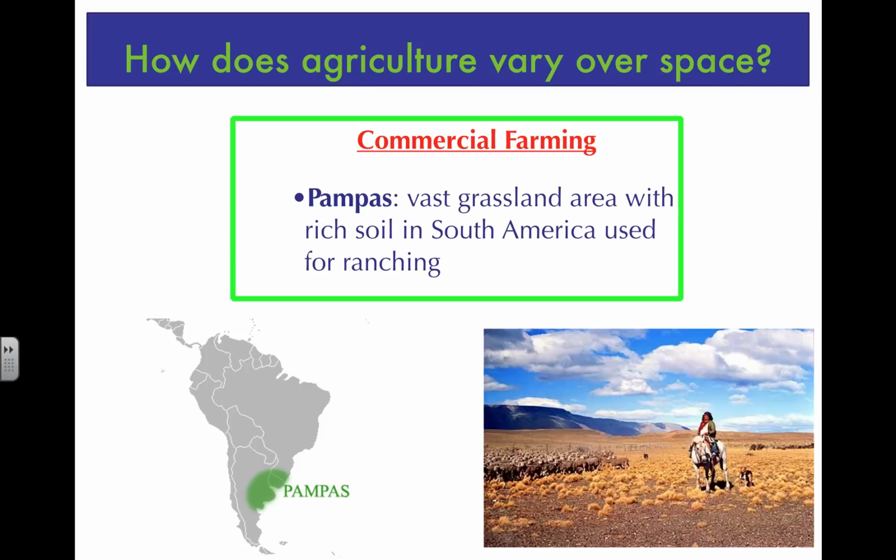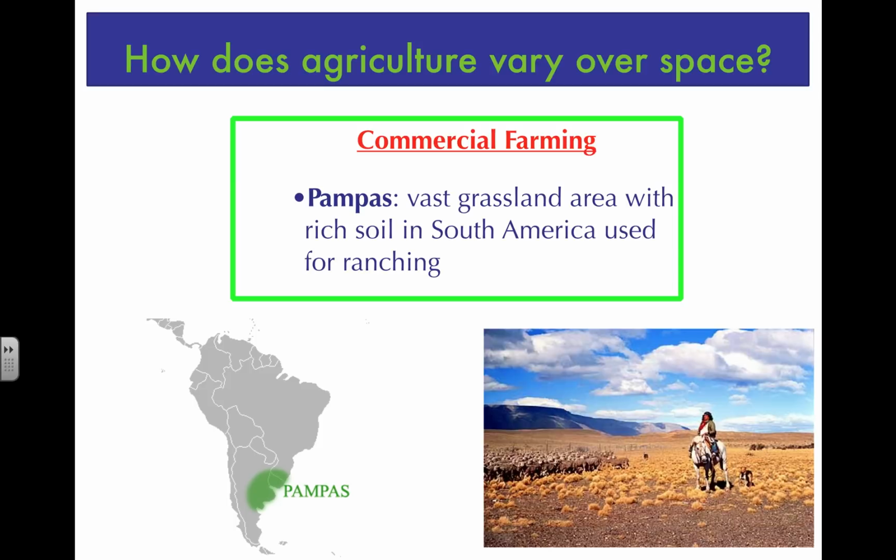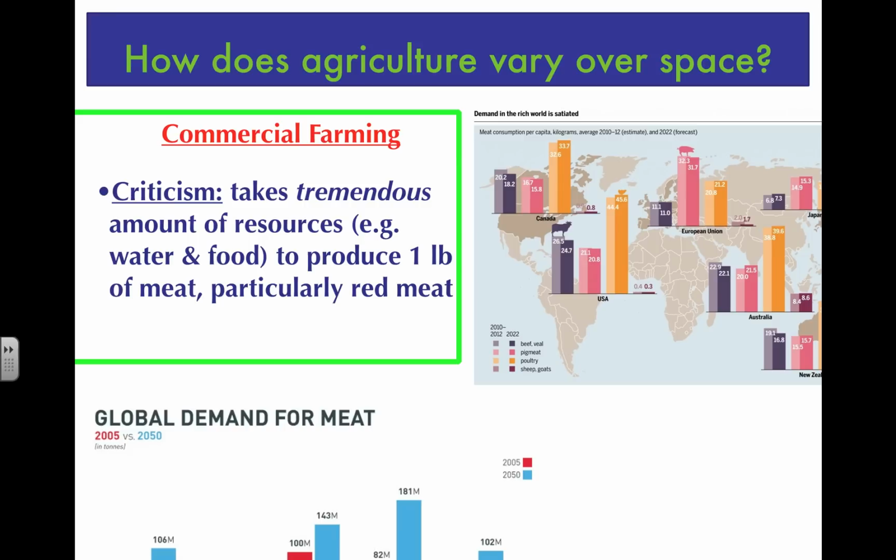An area of the world where it is common, or was common but is increasingly becoming less common, is the area in South America known as the Pampas. And the Pampas are these vast grassland areas with very rich soil in South America that were used for ranching. But they're increasingly losing land, and the Pampas are increasingly facing some of the environmental impacts that were just discussed, with overgrazing and desertification as a result.